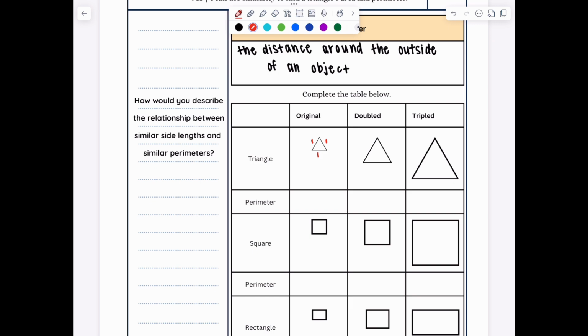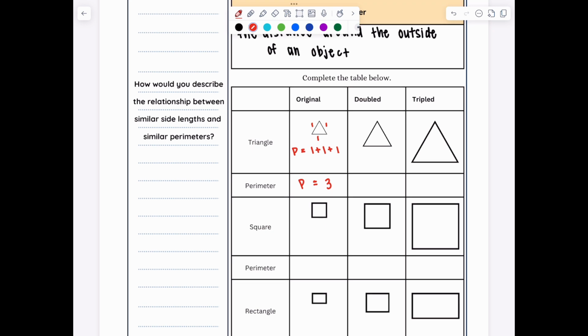So if we have an original triangle, let's imagine that we know all three sides have a side length of 1. That means you have 3 sides you add together. 1 plus 1 is 2, and then 2 plus 1 is 3. So if you're talking about a triangle where there are 3 sides and each one of them measures 1, the perimeter has to be 3.